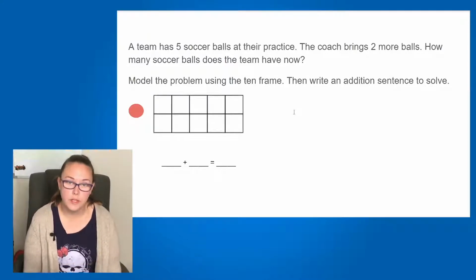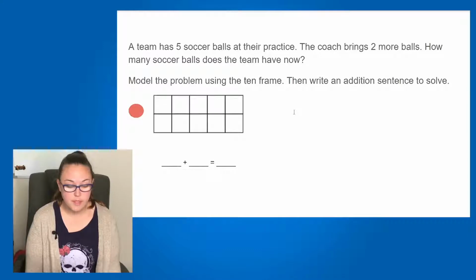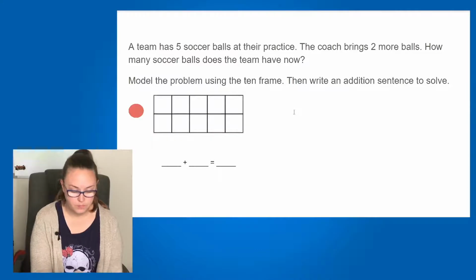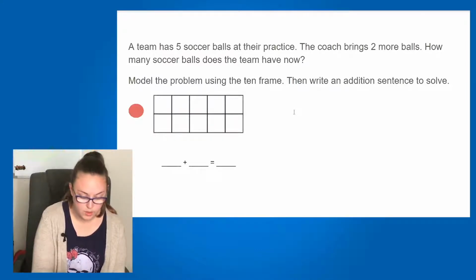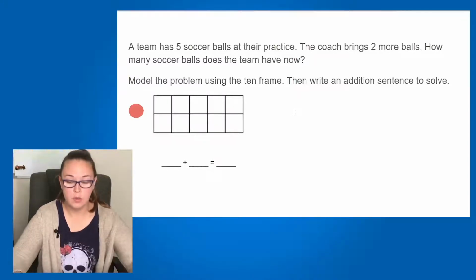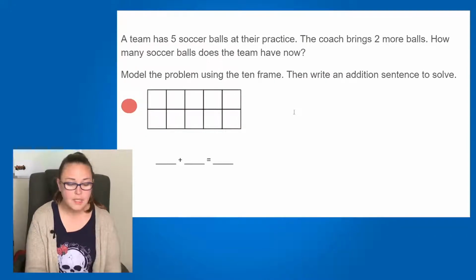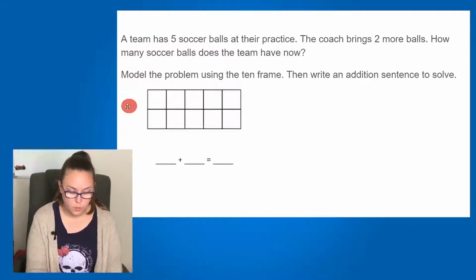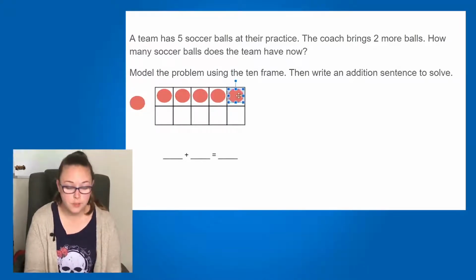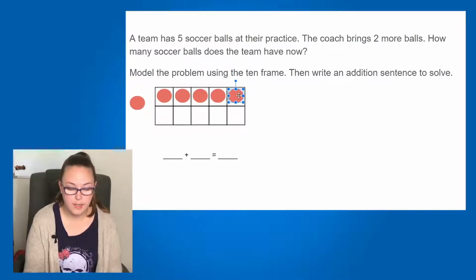All right, so tell me the story behind this problem. So we're at soccer practice, and the team has 5 balls that they're using to practice with. How do we model that? Remember, on our 10 frame, we can add 1 counter to the 10 frame as we count in order to organize our information. Let's do that now. So here's 1 counter, 2, 3, 4, 5. So that's modeling the first sentence. A team has 5 soccer balls at their practice.